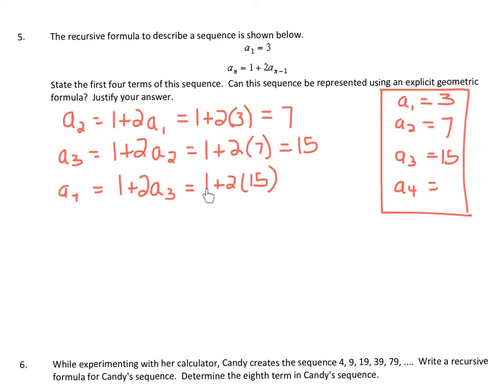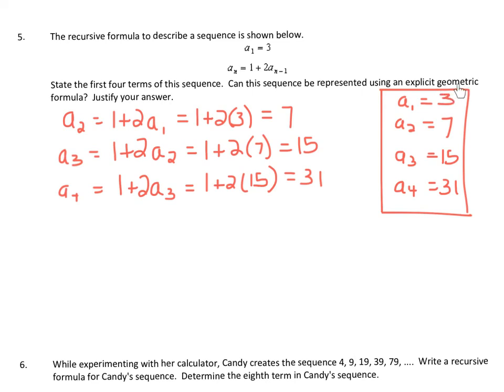And now we just have to figure out what 1 plus 30 is, which would be 31. And there is our fourth term. So those are our 4 terms. So the first part is done. Now it says here, can the sequence be represented using an explicit geometric formula? Okay, explicit, we're going to talk about that later in the packet, so don't worry about that for right now.